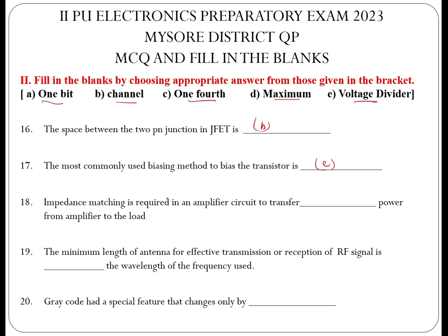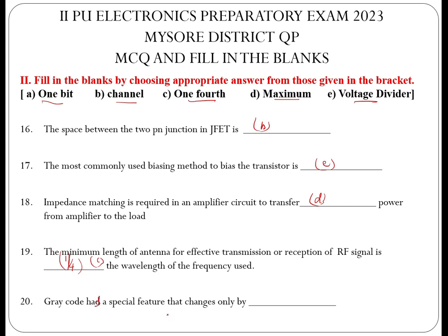So voltage divider. Impedance matching is required in an amplifier circuit to transfer, it is always, maximum power. Option D. The minimum length of an antenna for effective transmission or reception of RF signal is always 1/4 of the wavelength. That is nothing but option C.